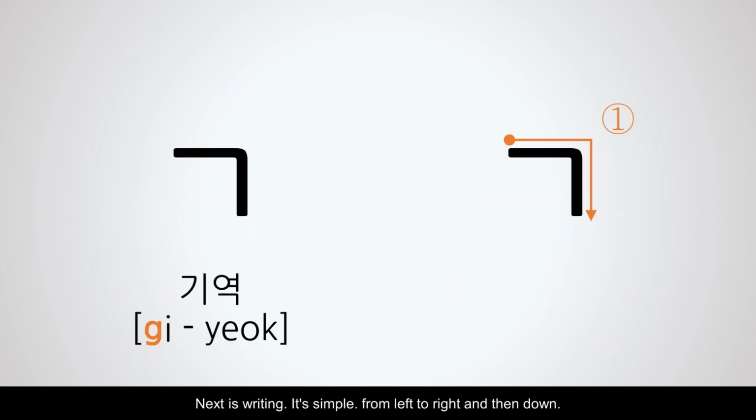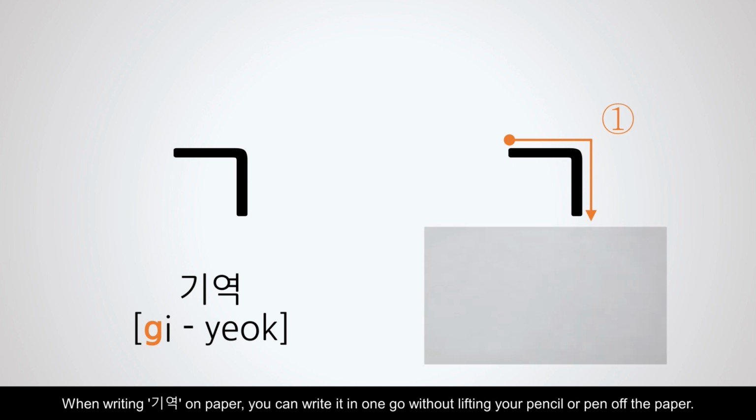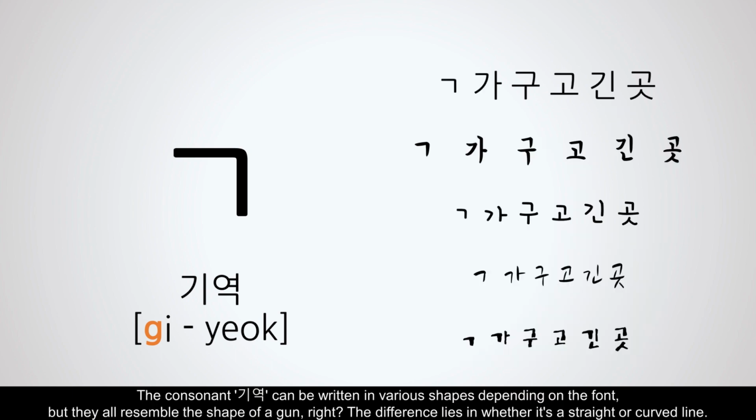Next is writing. It's simple. From left to right and then down. When writing gyeok on paper, you can write it in one go without lifting your pencil or pen off the paper. The consonant gyeok can be written in various shapes depending on the font, but they all resemble the shape of a gun, right? The difference lies in whether it's a straight or curved line.